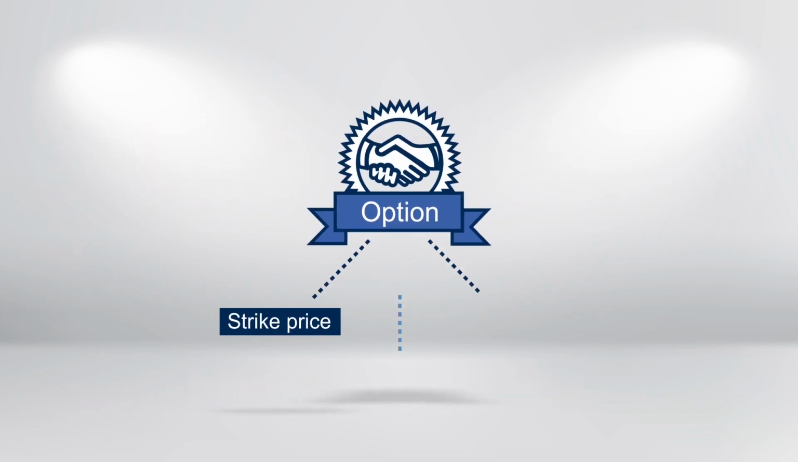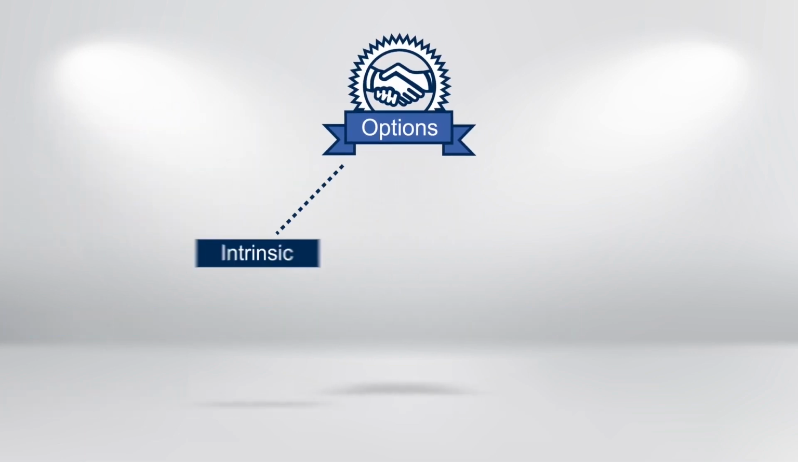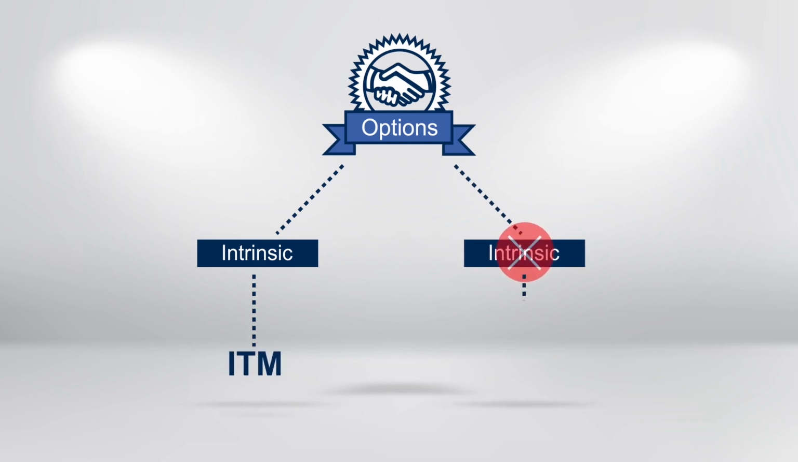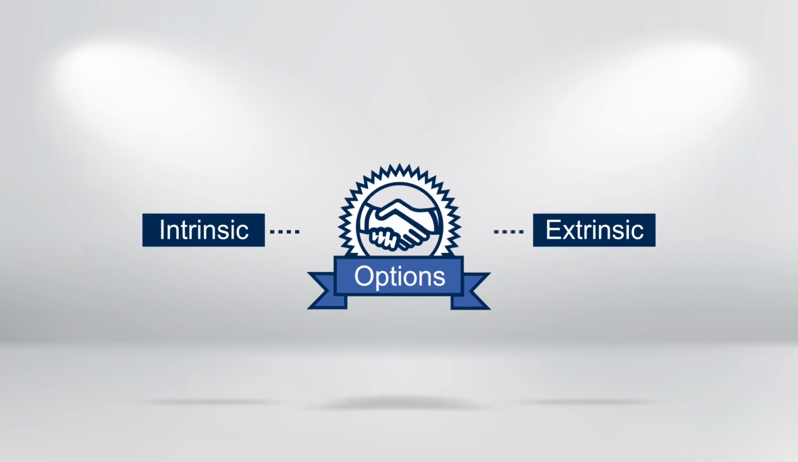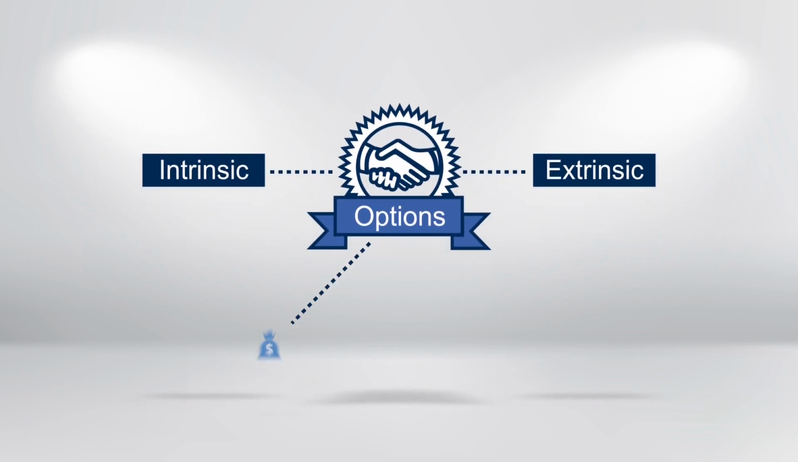Moneyness refers to how close a strike price is to the stock price. In the money, options have embedded intrinsic value, while at the money may have little intrinsic value. Out of the money options have none. Understanding how options value works could be the difference between making and losing money.